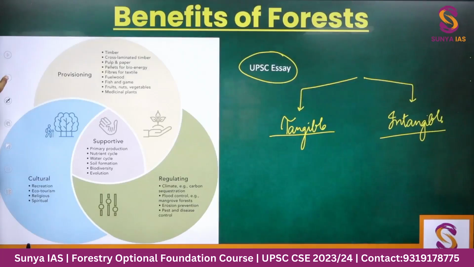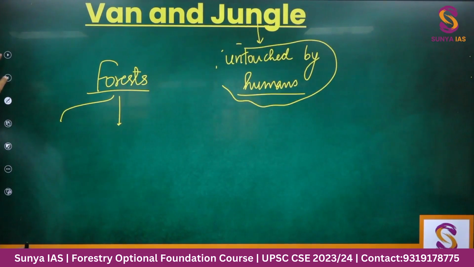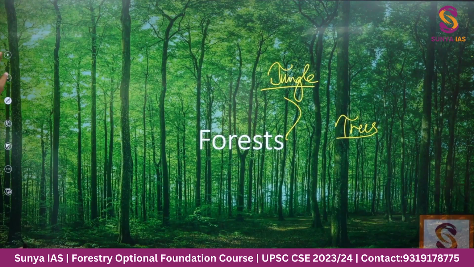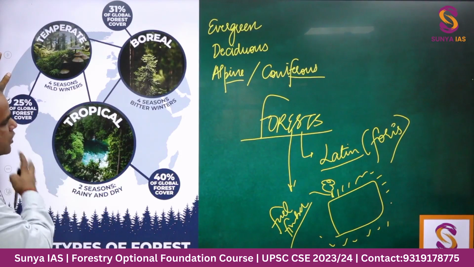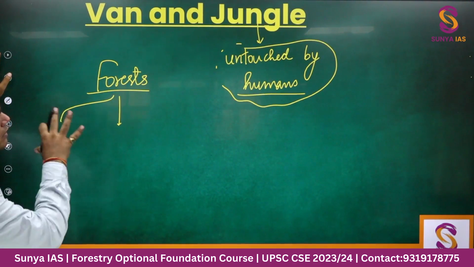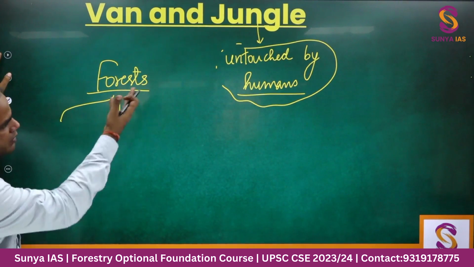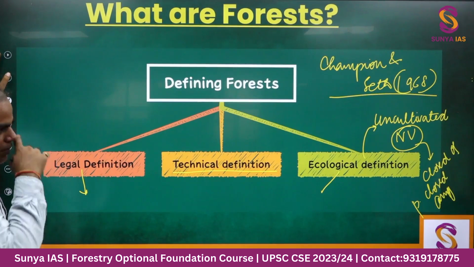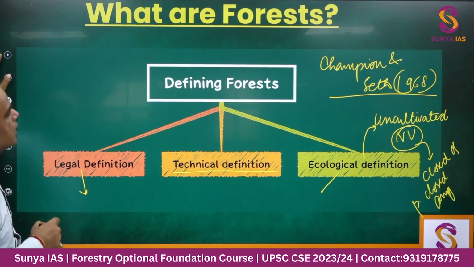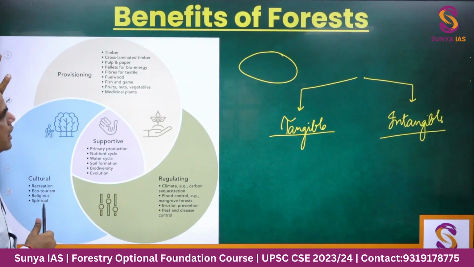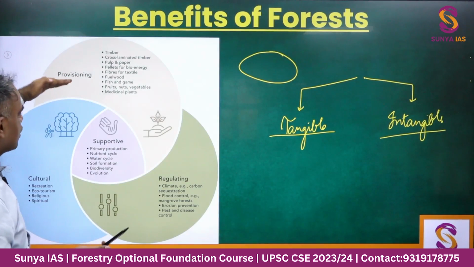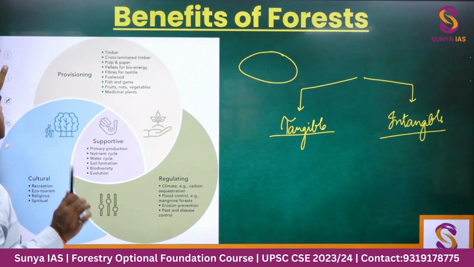So we started the lecture understanding basically about forests. The distribution of forests globally. What is forest and what is the jungle? Jungle was the untouched by human habitations. Technical, legal, and ecological definitions. Different laws which govern the forest in India. Benefits of forest. Here, remember, provisioning, supporting, regulating, and cultural. 4 dimensions.